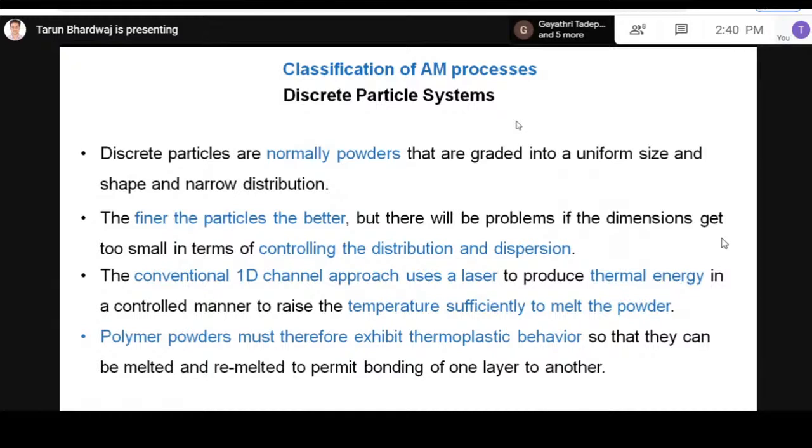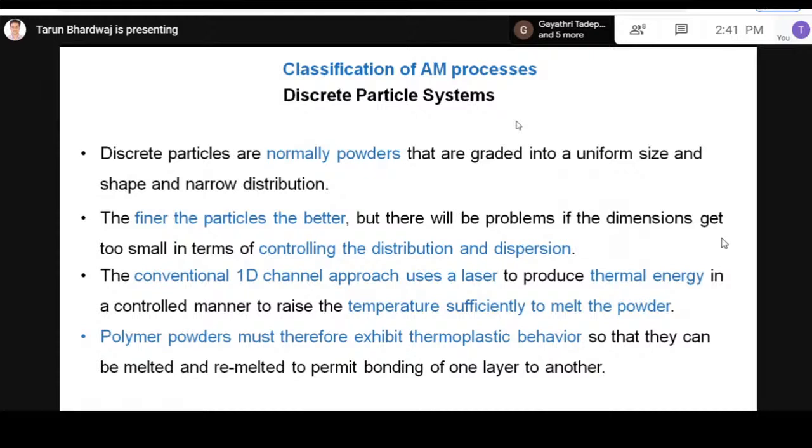If we are using the selective laser sintering or selective laser melting process, we use 5 to 45 micron powder size. And if we talk about the direct energy deposition process, we use 45 to 105 micron powder size. The finer the particle, the better your product will be. But there will be a problem if the dimension gets too small in terms of controlling the distribution and dispersion. So if something has an advantage, it will also have some disadvantage.